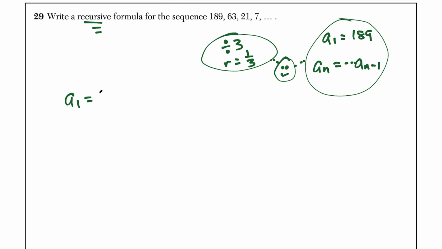So now we just put it all together. A sub 1 is equal to 189, that's our first term. And then our A sub n term, our general term, is 1/3 of the previous term. So the previous term is A sub n minus 1 like this. So this here would get us full credit.